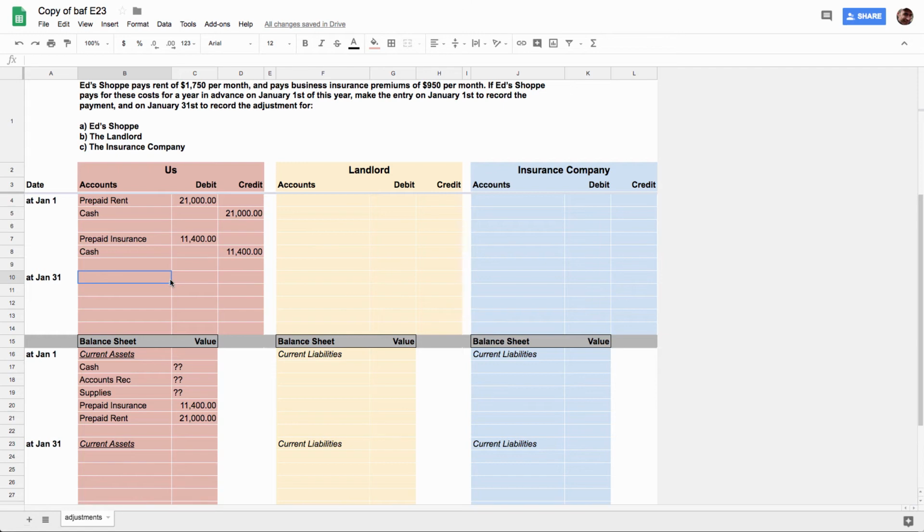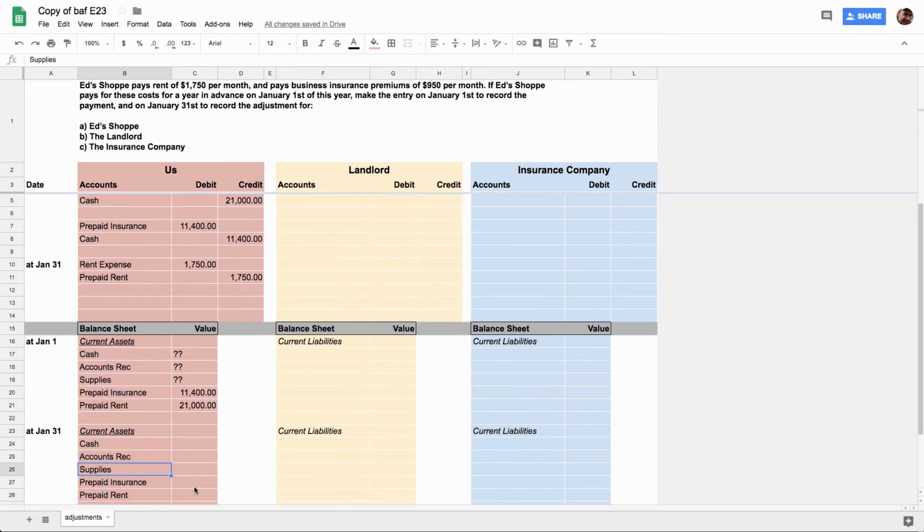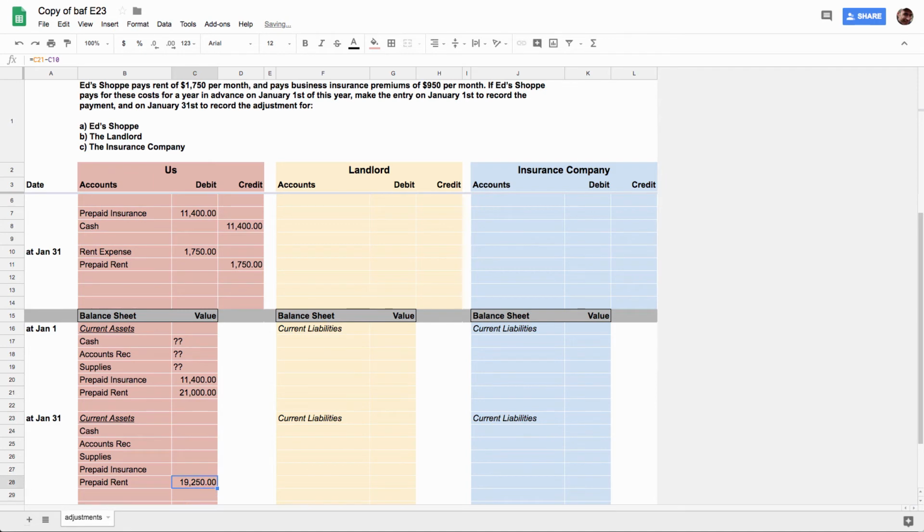So here's what you do. At January 1st, you would debit rent expense. And it would be 1 month's worth, which is $1,750. And you're not paying cash, you've already paid. So you're not crediting cash, you are crediting prepaid rent to lower it by $1,750. Right? So down here, current assets again, you'd have the same thing, except under prepaid rent, instead of $21,000, you would have $21,000 minus the adjustment, which is $19,250. That's the value left in the prepaid portion of the rent.